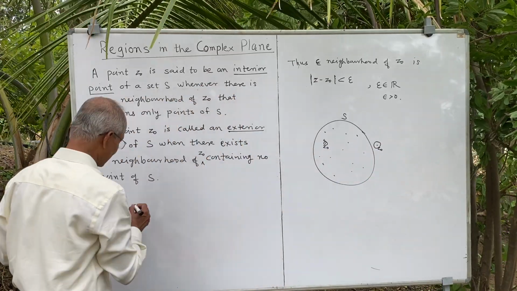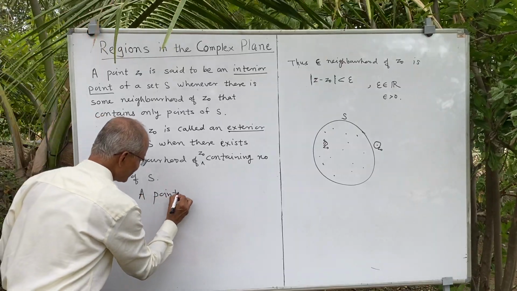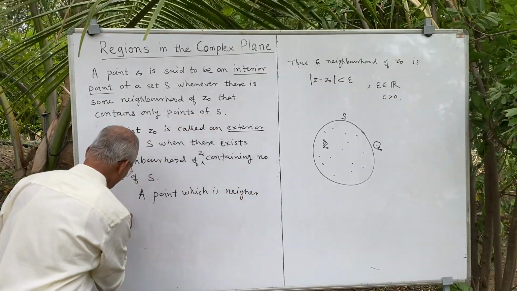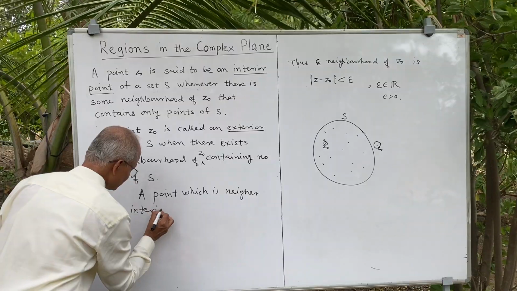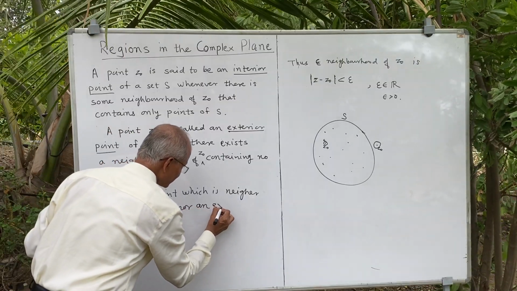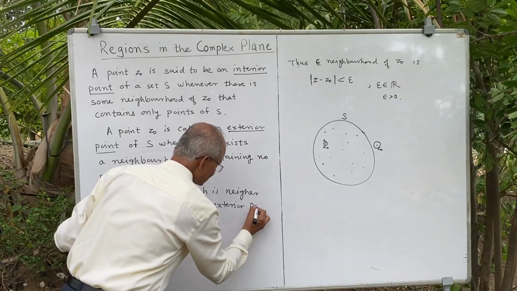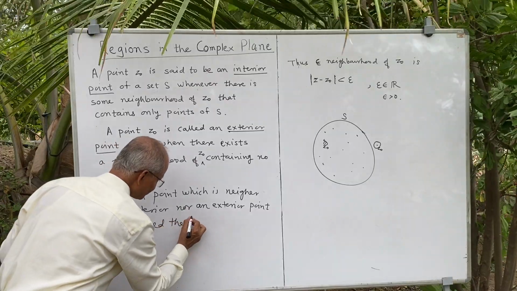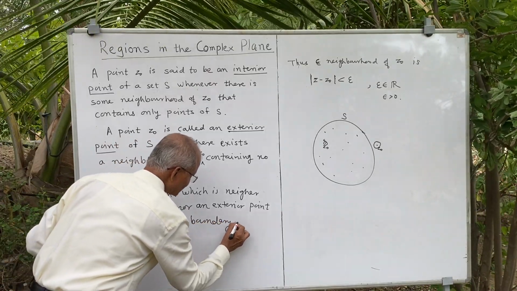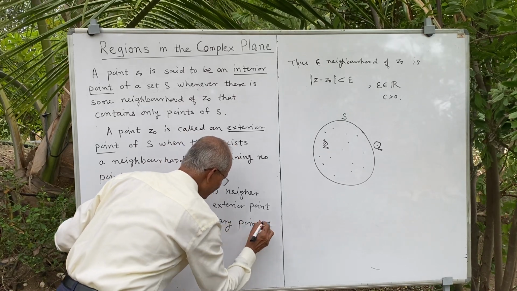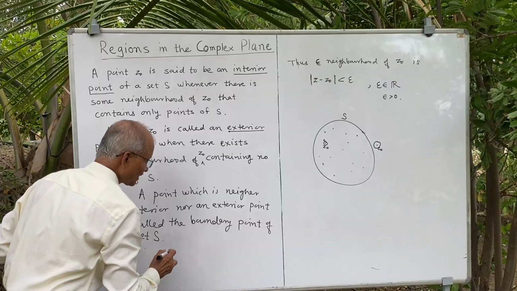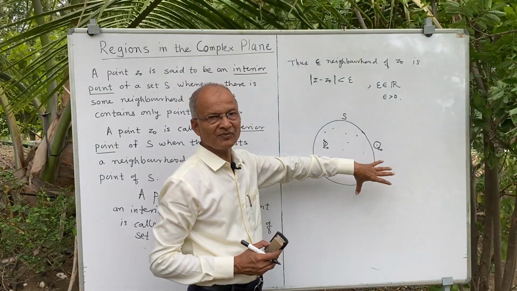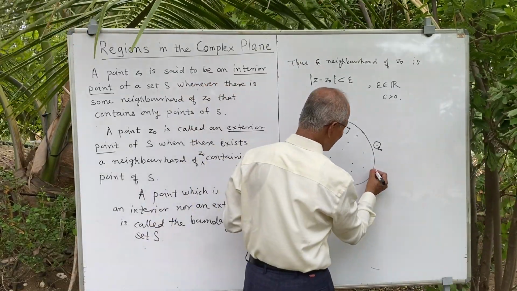And a point which is neither an interior nor an exterior point is called the boundary point of set S. If you consider the same set S, a point which is neither interior nor exterior will be the boundary point. And that point lies on the boundary.